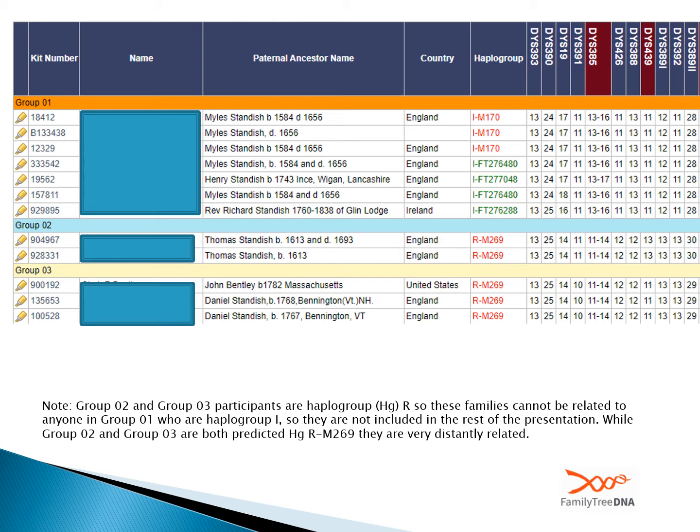Note the group 2 and 3 participants are haplogroup R, so they cannot be related to group 1 in the project who are haplogroup I, so they are not included in the rest of the presentation. While group 2 and 3 are both predicted haplogroup R-M269, they are very distantly related.